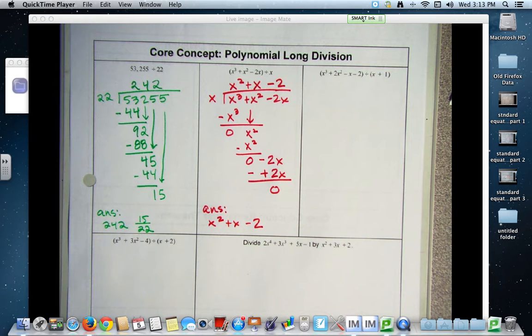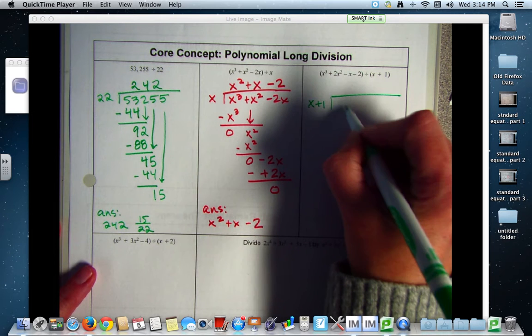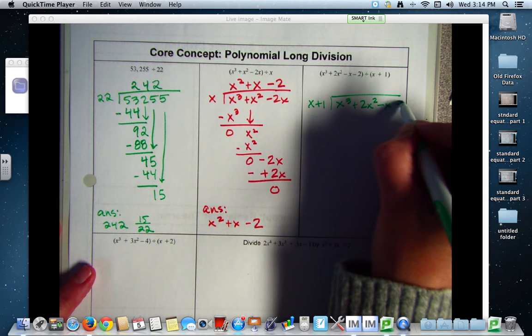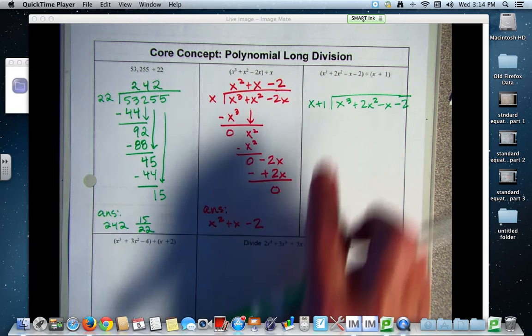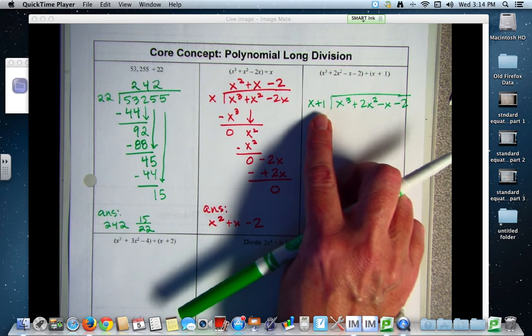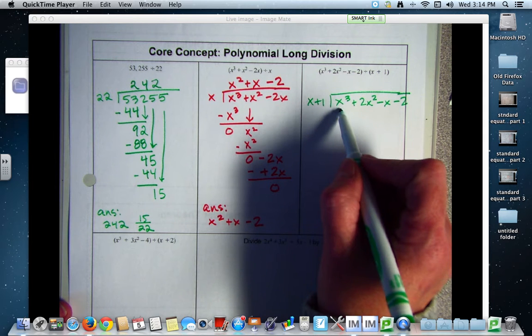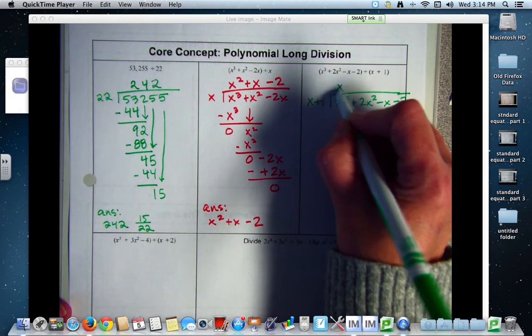Our next problem, x cubed plus 2x squared minus x minus 2 divided by x plus 1. X plus 1 on the outside, x cubed plus 2x squared minus x minus 2 under the division sign. So we have a binomial here instead of just having the x. We look at how many times x goes into x cubed, just like we did before. So what are we going to multiply x by in order to get x cubed? And that is x squared.